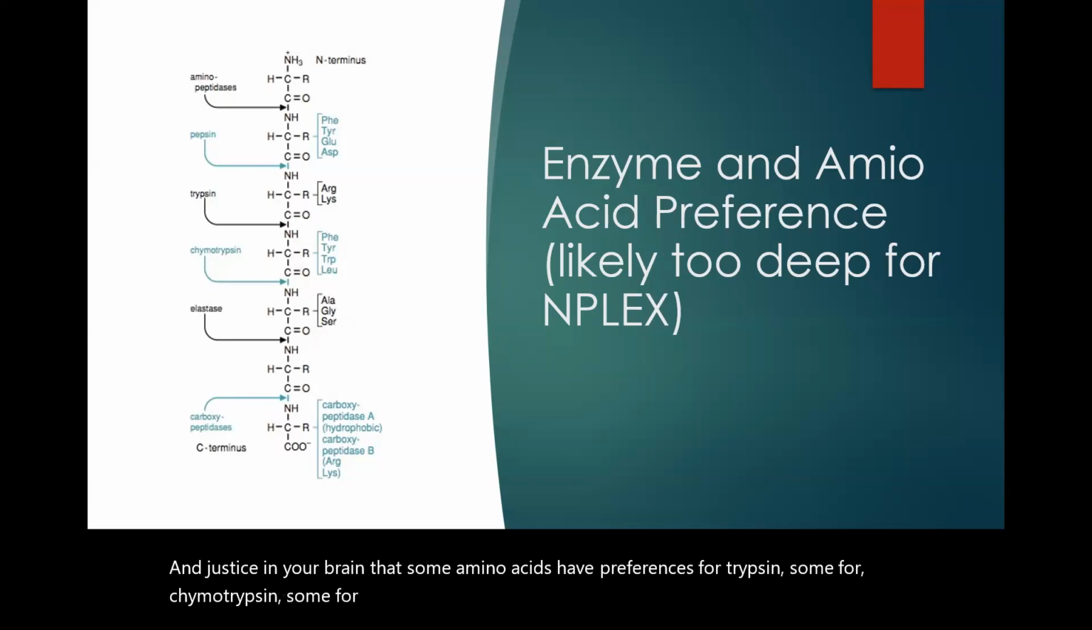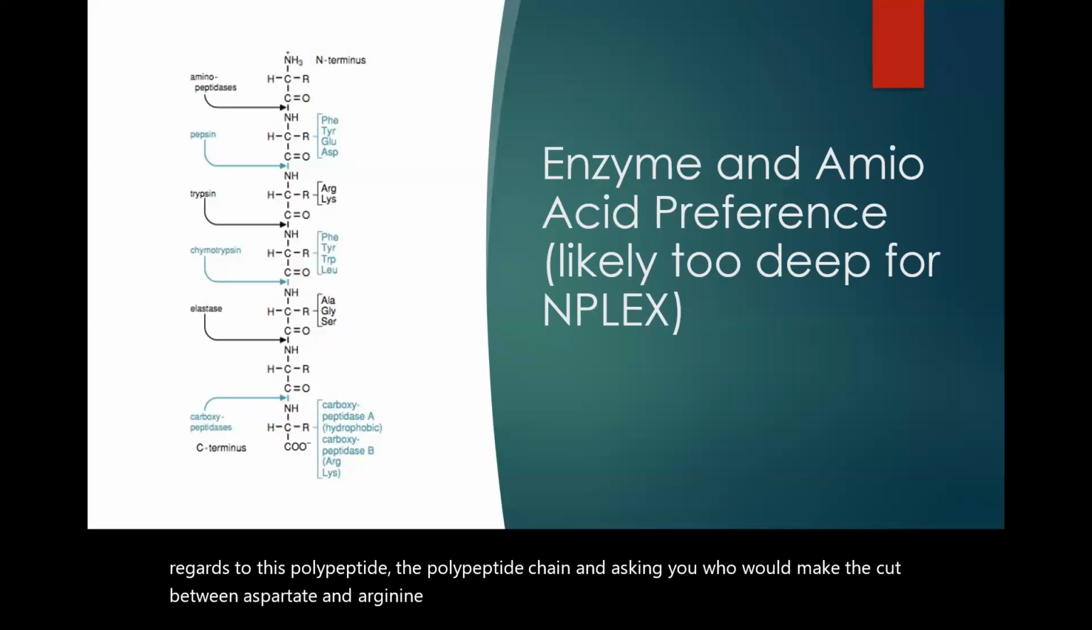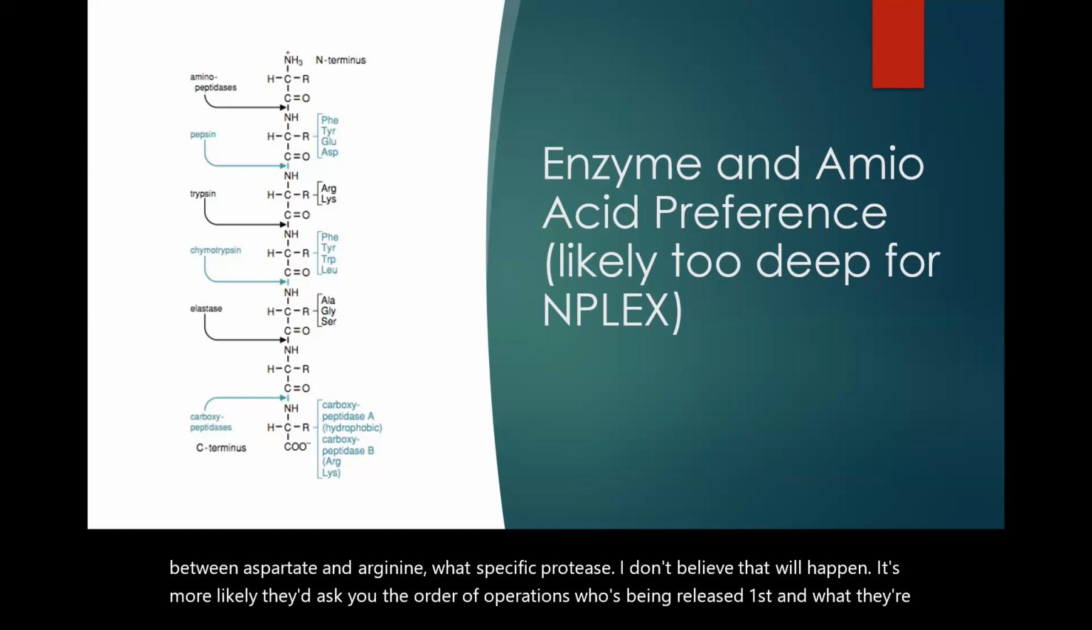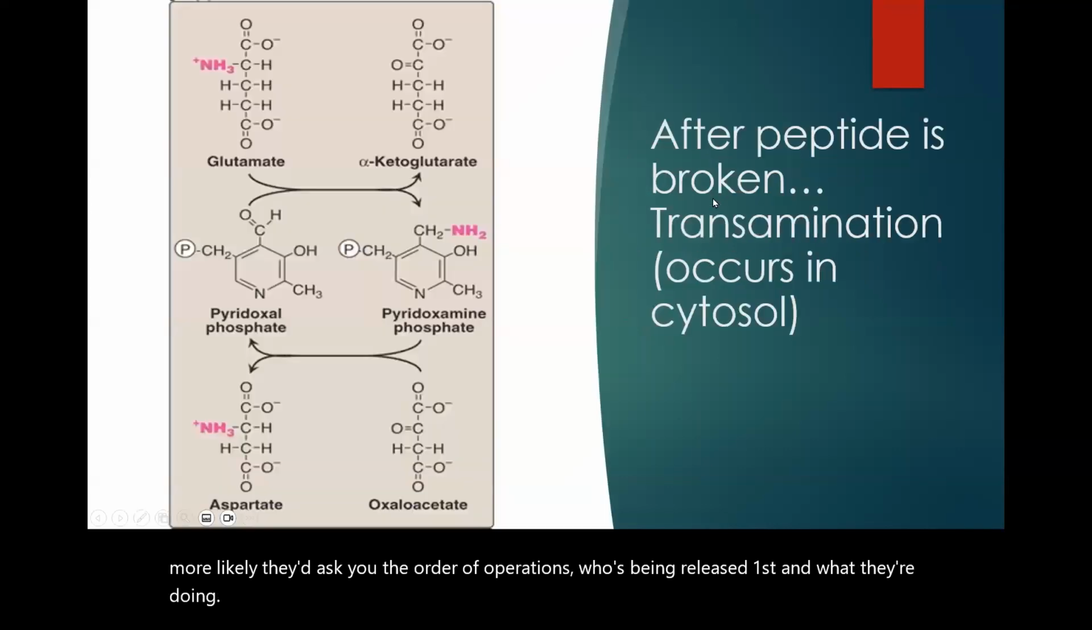I have never seen a question that in-depth on NPLEX in regards to the polypeptide chain, asking you who would make the cut between aspartate and arginine, what specific protease. I don't believe that will happen. It's more likely they'd ask you the order of operations, who's being released first and what they're doing. But it's here if you want to get into the weeds.